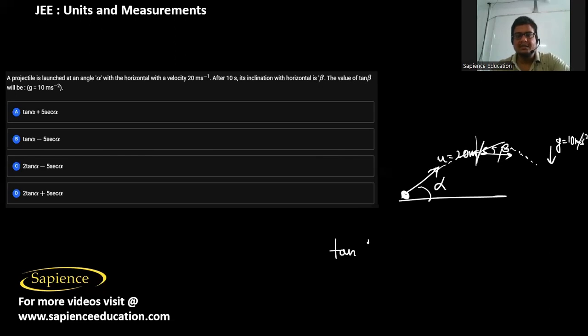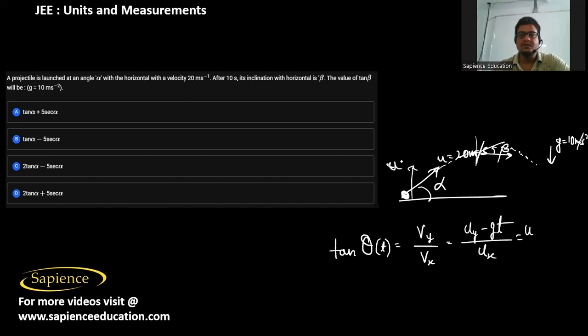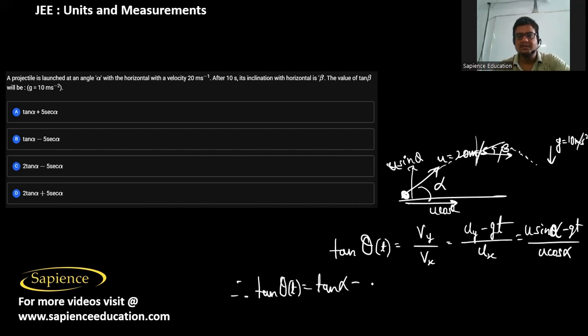So tan theta at any time t is given as Vy by Vx. Vy equals Uy minus gt, divided by Ux. The initial velocity is u and the angle of projection is alpha. So Uy will be u sine alpha, and Ux will be u cos alpha. This is u sine alpha minus gt divided by u cos alpha. Therefore, tan theta as a function of t equals tan alpha minus gt by u cos alpha.